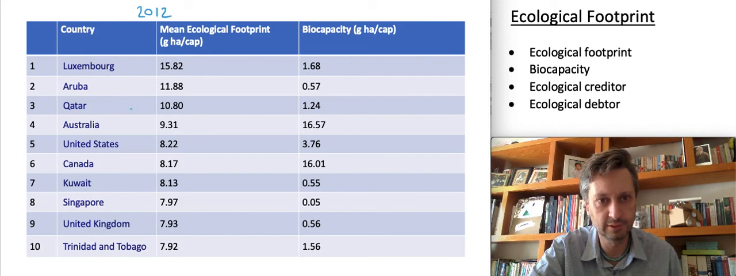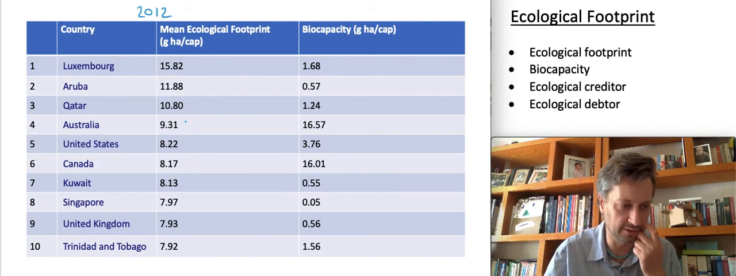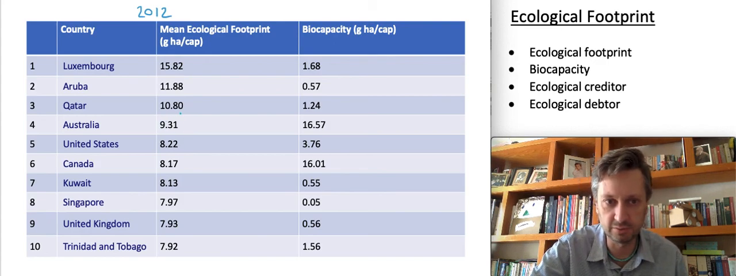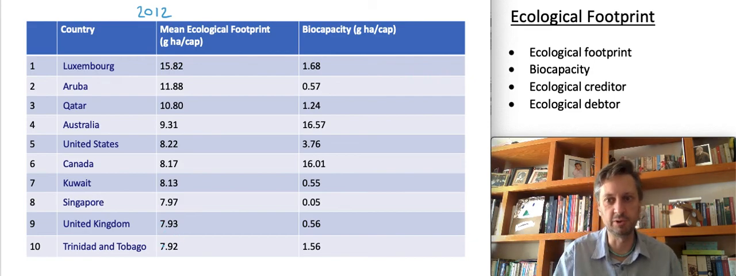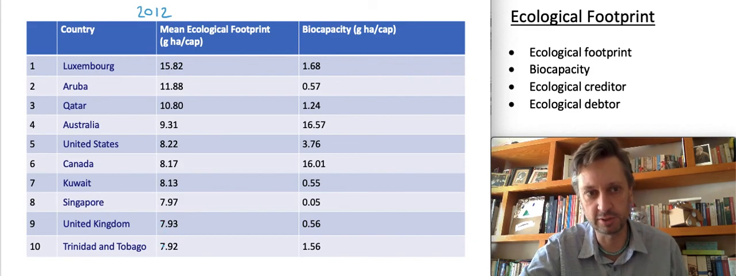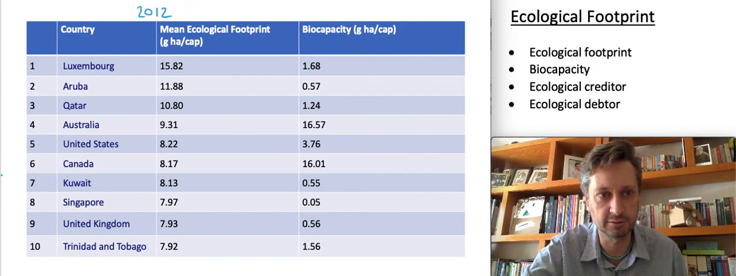Aruba, Qatar, Australia, as I said before, is an ecological creditor, but it has a huge footprint. Canada's there as well. UK is in the top 10. Trinidad and Tobago. All right, I won't go through those. I'll let you look at that data in your own time.